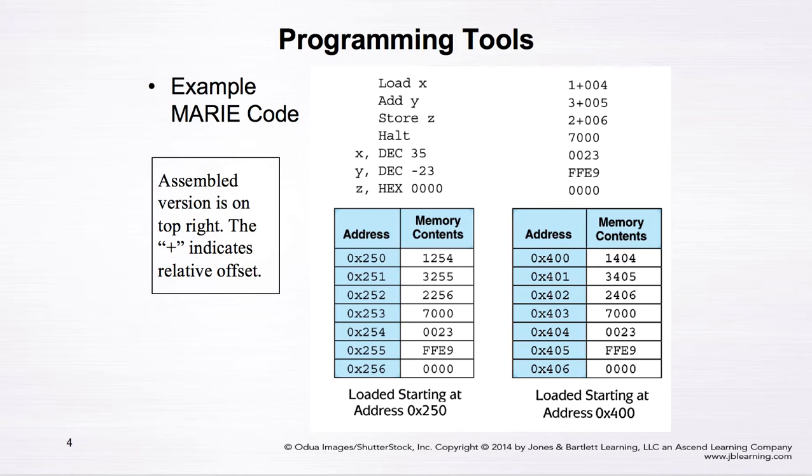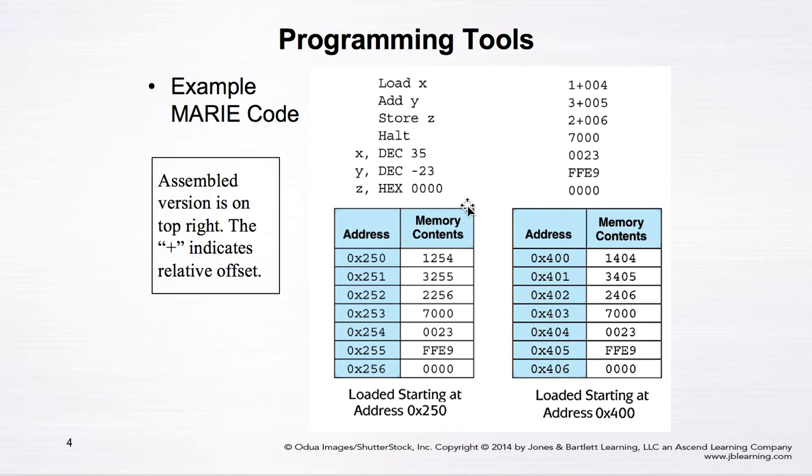So here's an example of Marie code. We have the source code right here written in the Marie ISA. We have Load X, Add Y, Store Z, and so on. So this is an example of Marie code. After we assemble this code, it has this kind of structure right here. We should note that the plus sign right here just indicates the relative offset, not addition, just the relative offset.